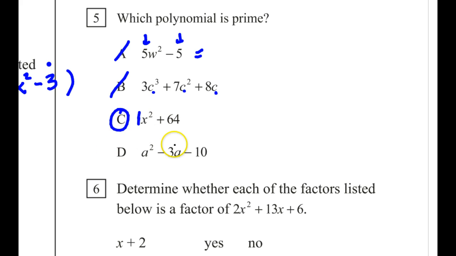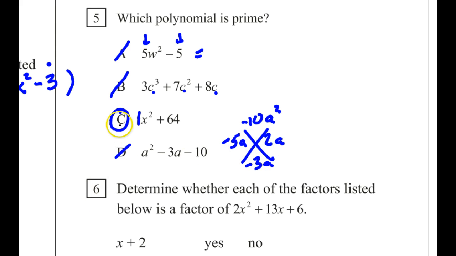It's a sum. And the last one we can look at: what two numbers multiply to negative 10a squared and add to 3a? So we can get negative 5a and 2a. So since we can find these two numbers, it must factor. So we know D is not it either. So yeah, C is the only one that's prime, cannot factor.